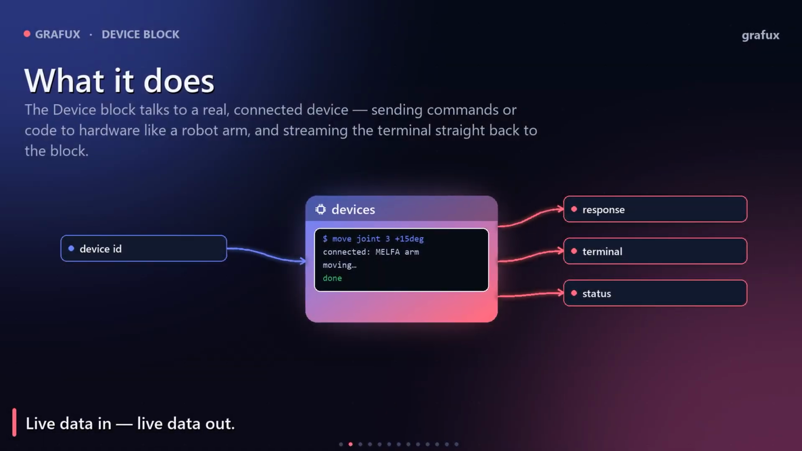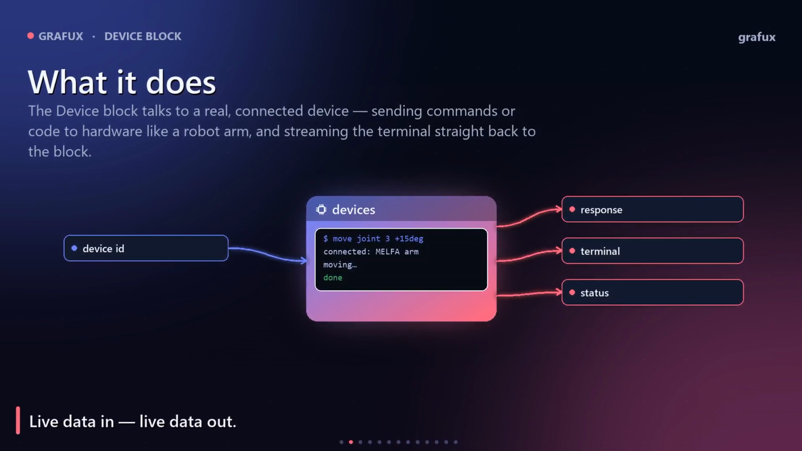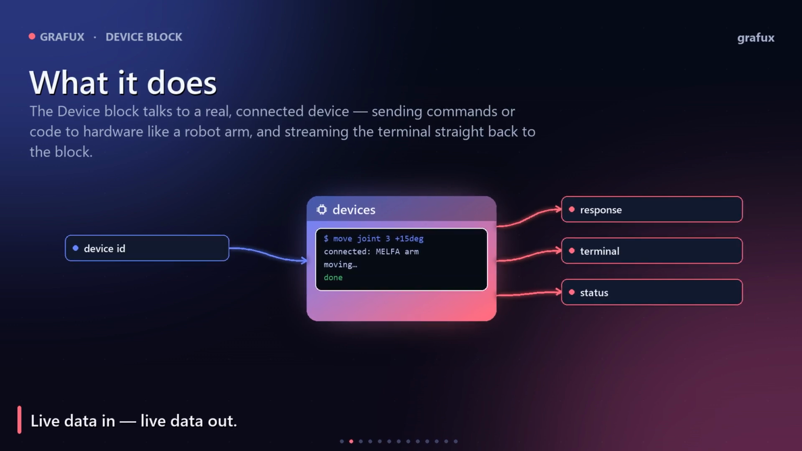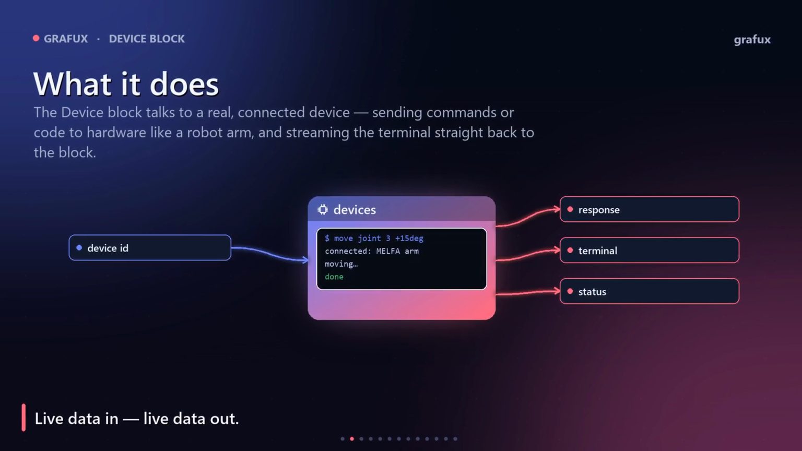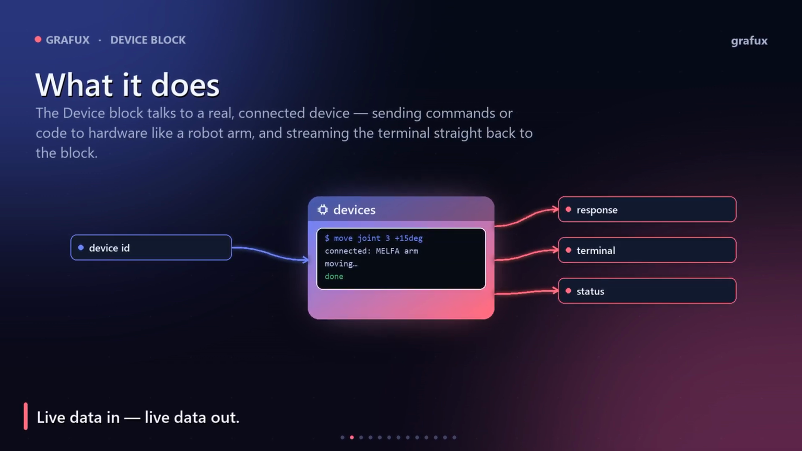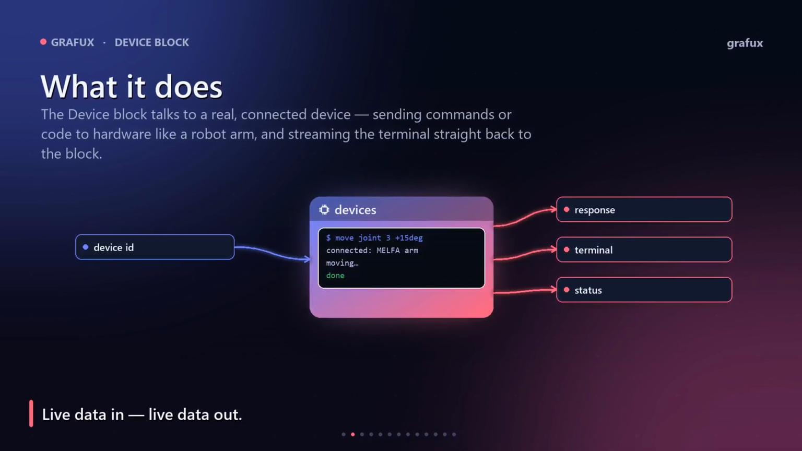So, what is it? Put simply, the device block talks to a real, connected device, sending commands or code to hardware like a robot arm, and streaming the terminal straight back to the block. You give it what it needs, it does the work, and it hands you back response, terminal, and status, as live data you can wire into anything else on your canvas. There's no setup and no boilerplate. You describe the outcome you want, and the block quietly takes care of the how.